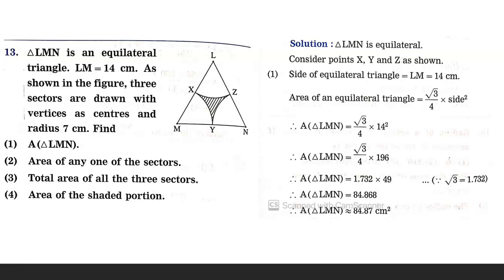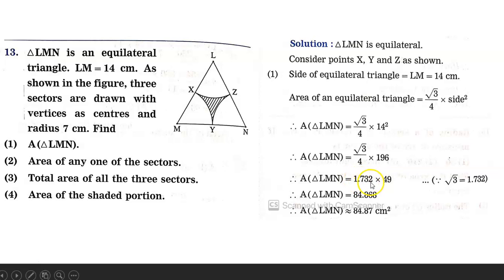So let us start. Given to us is triangle LMN is equilateral. Consider these points X, Y and Z as shown in the figure. Now the side of the equilateral triangle LM is 14 centimeters. The area of an equilateral triangle, the formula is root 3 upon 4 into side square. That is root 3 upon 4 into 14 square. Root 3 value I am going to take as 1.732. You need to remember this.